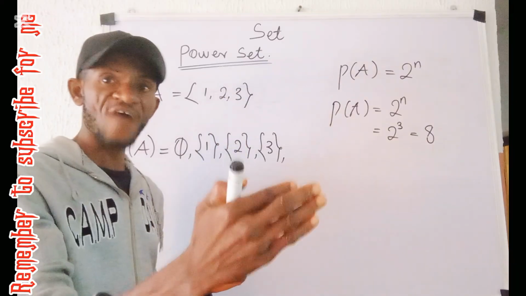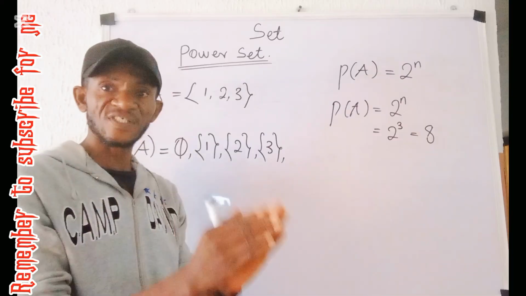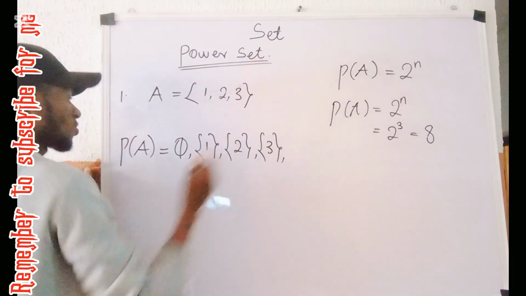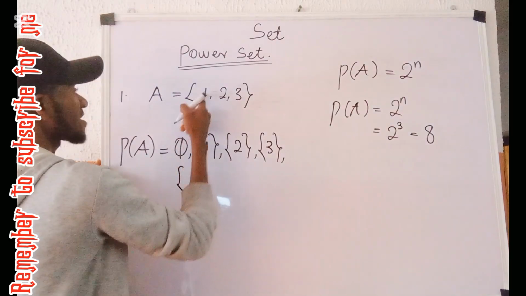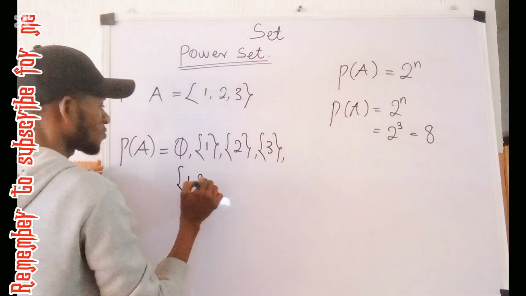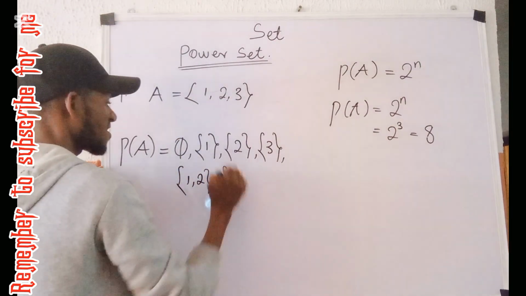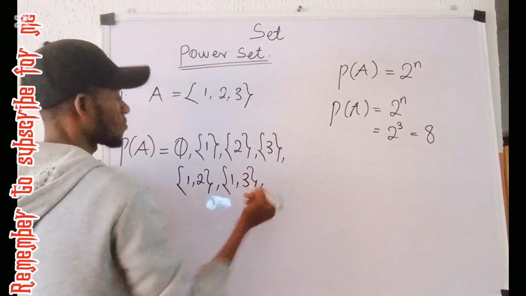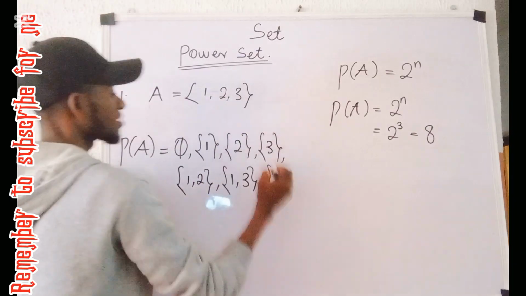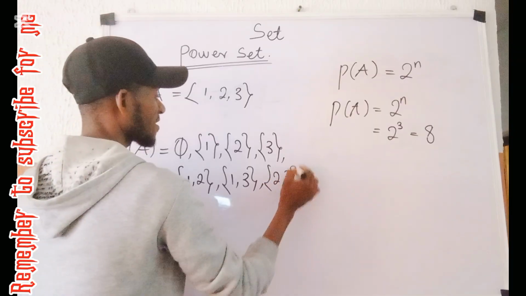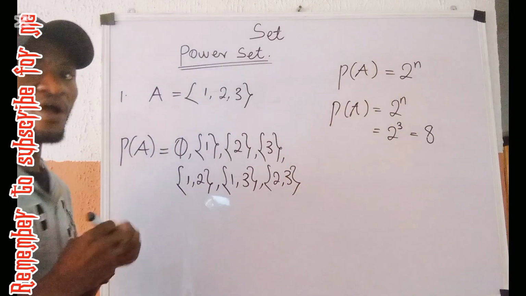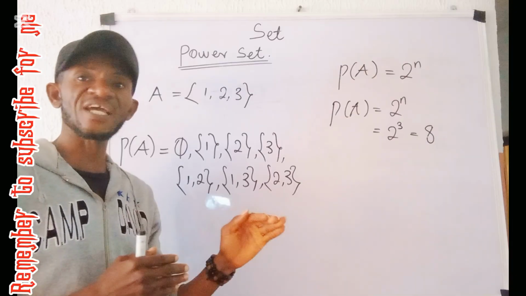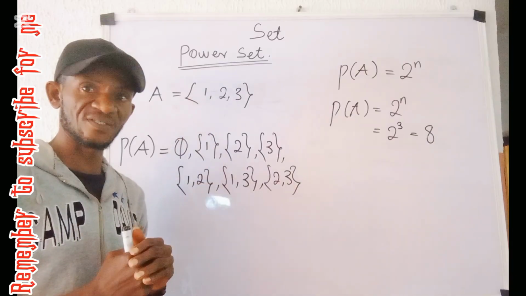So we now go over to all sets with 2 elements, just 2 elements inside them. So we come here, we have this. Here is what? 1, comma what? 2. We open again. Here is what? 1, comma what? 3. We open again. Here is what? 2, comma what? 3. There is no other thing you can have again here, talking about sets with only 2 elements.